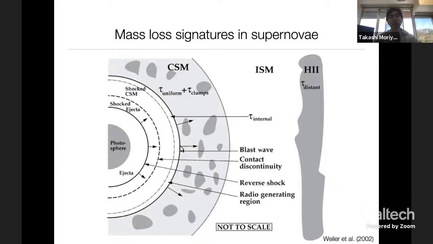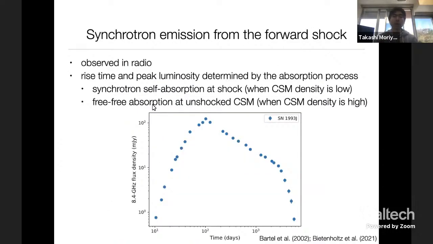What directly interacts with the circumstellar matter is this forward shock, and this forward shock will emit synchrotron emission that can be observed in radio. Basically, this forward shock will accelerate electrons, and then we can observe this synchrotron emission from these accelerated electrons. That will give us direct information about the circumstellar matter density, from which we can estimate the circumstellar matter density, which can be interpreted in terms of the mass loss history of the progenitor.